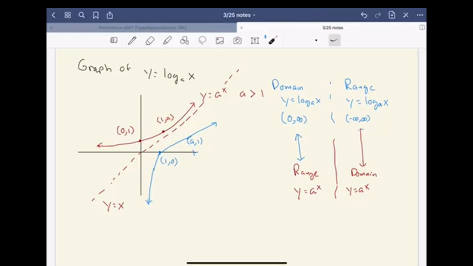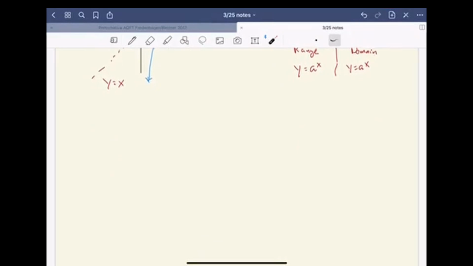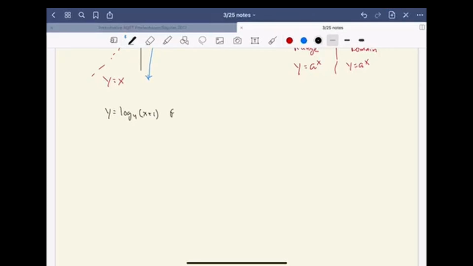Okay, let's go ahead and do a problem. Let's take y equals log base 4 of x plus 1. We're going to find the domain, vertical asymptotes, and graph.